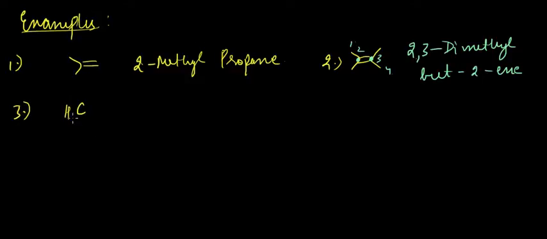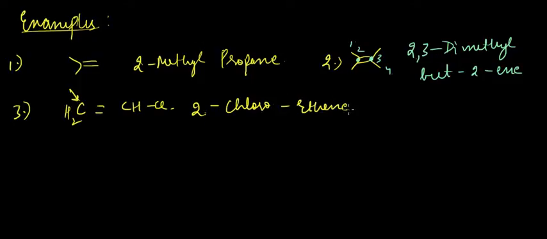We have a simple compound CH2=CHCl. Okay, again the numbering should start from this carbon. I hope you have every reason to answer why I am numbering from this carbon atom. So it would be 2-chloroethene. Okay, fourth example is you have something like this.